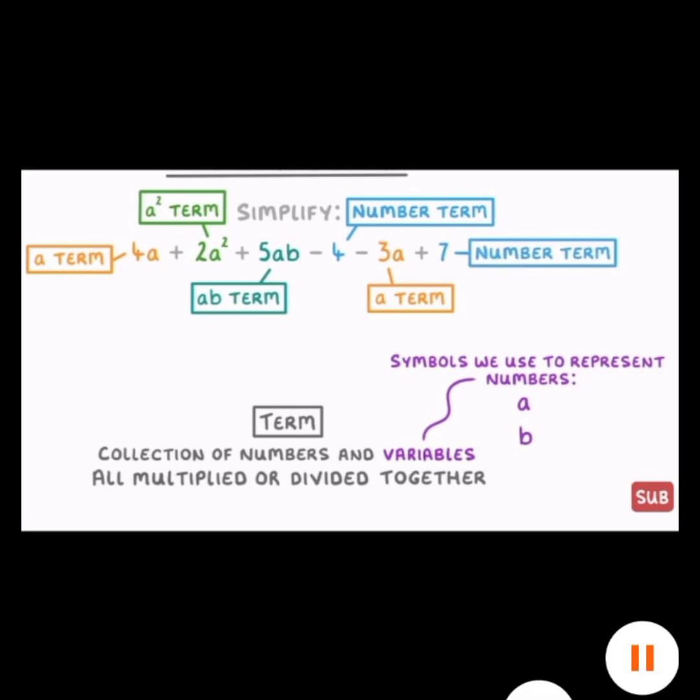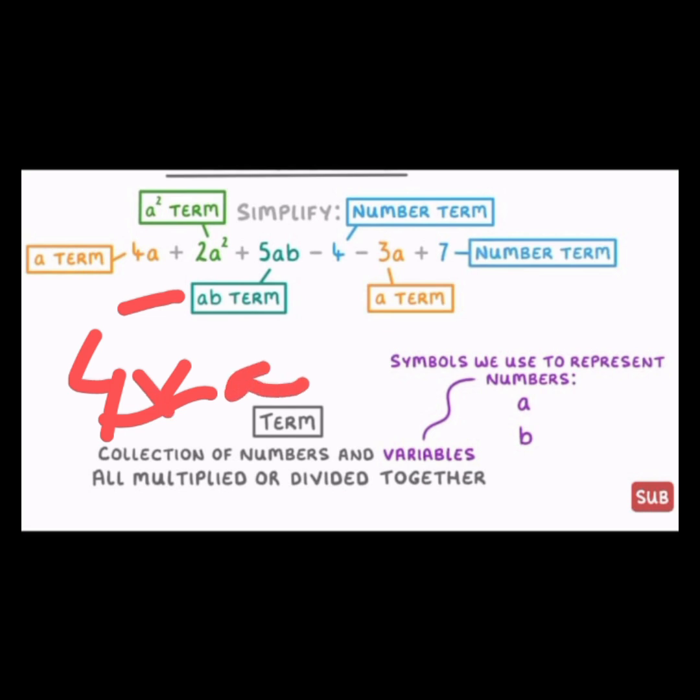Okay, what is a term? When you understand the term, then you can understand how to add or subtract the terms. So what is a term? A term is a collection of numbers and variables. These numbers and variables are joined with the multiplication sign. They are all multiplied or divided together. If you see 4a, 4 is multiplied by a, and when it is multiplied by a, the answer is 4a.